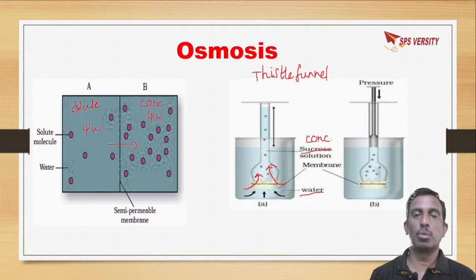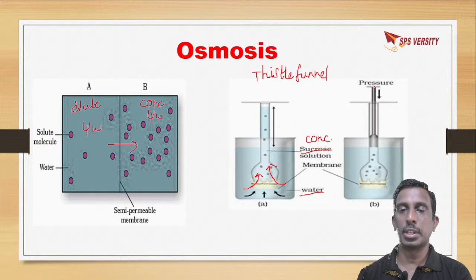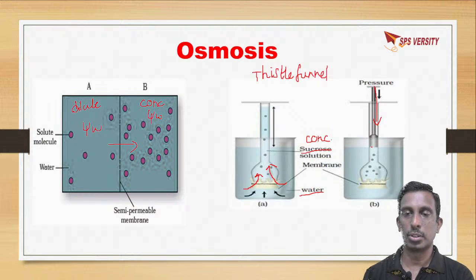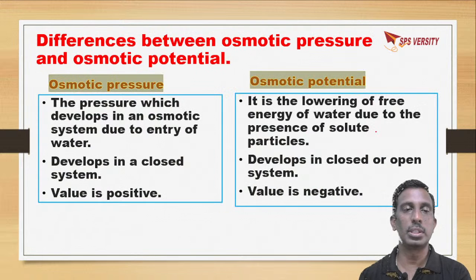To stop this process, we should apply pressure in the opposite direction in this way. This is osmotic pressure, so that the process of osmosis is stopped.